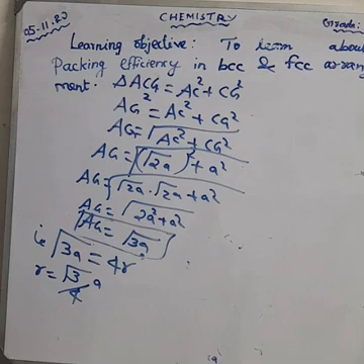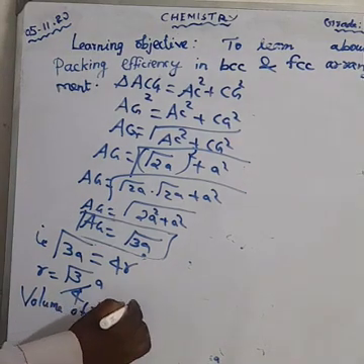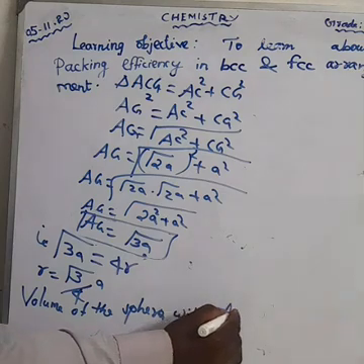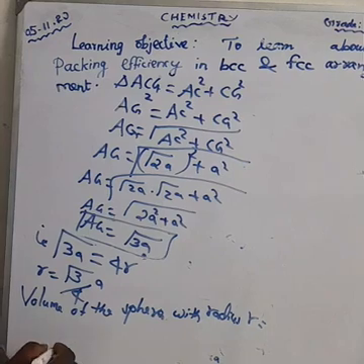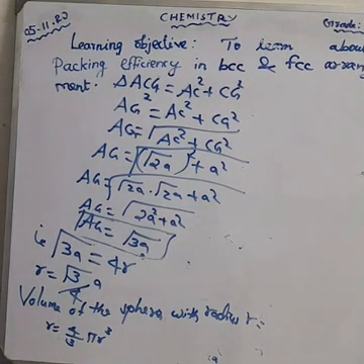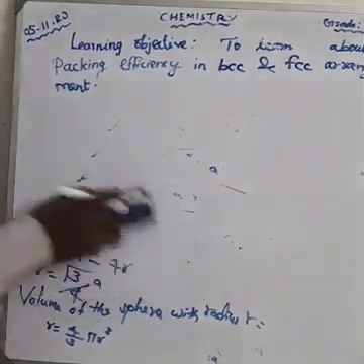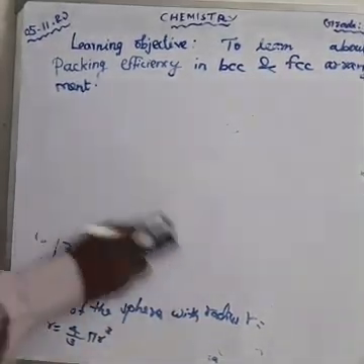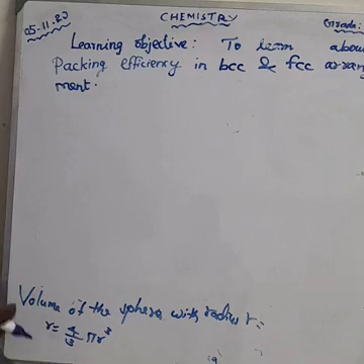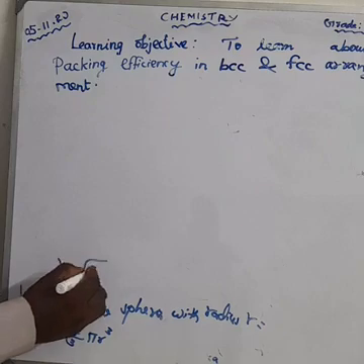We know that the volume of the sphere with radius r is equal to 4 by 3 pi r cube, am I right? 4 by 3 pi r cube can be written as, how can you write it? This value we already learned, the r value. What is the value of r? r is equal to root 3 by 4 a, am I right?